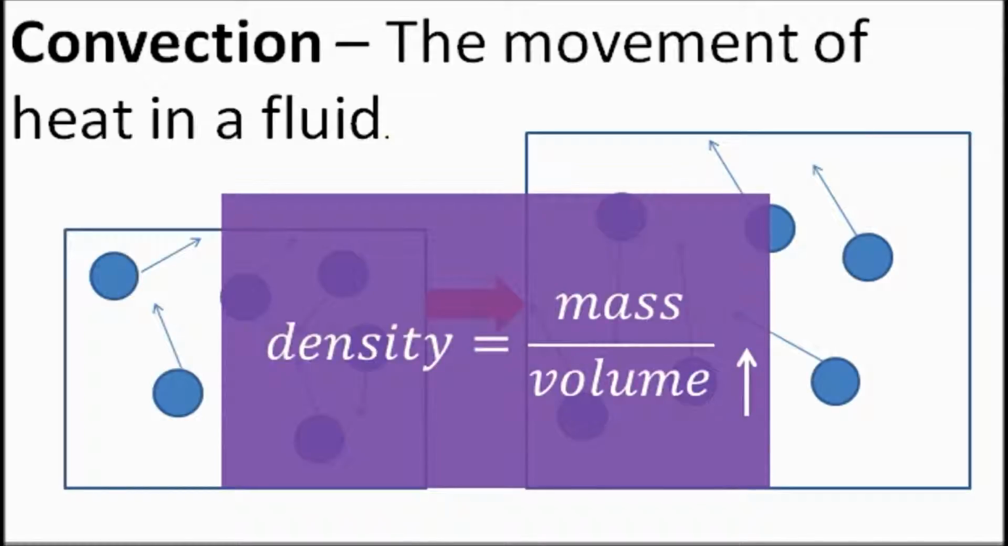Now, what happens if the volume increases, the mass stays the same? What's going to happen to the density? Well, the density is going to go down. So what I'm saying is, when you heat a fluid up, the particles dance around, they take up more space, increased volume. This gives you a reduced density. Now, less dense things float. Less dense things move up when they're surrounded by more dense things.